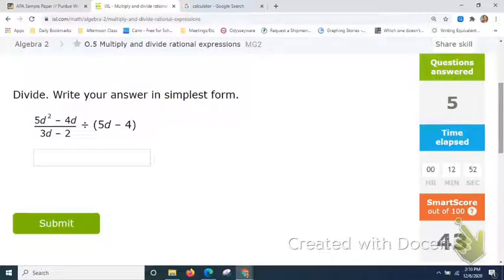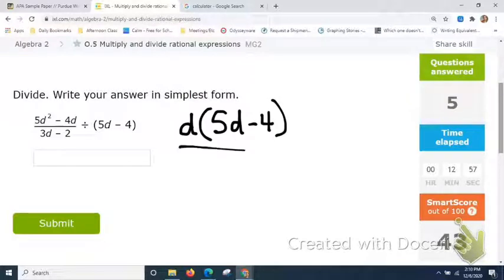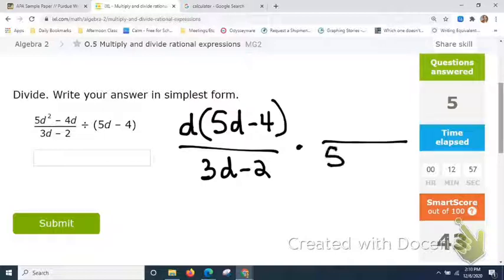Alright, but don't think you can just do that with every problem. You have to see if they could factor and cancel. So in this case, the numerator has a common factor, and then that would be 5d minus 4. The 3d minus 2 is still there. This says divide it by this stuff, so that means that stuff's going to go in the denominator, 1 on the top. And then I see, oh, hey, this can cancel.